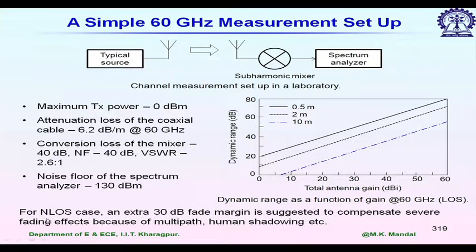So, here you see for non line of sight communication an extra 30 dB fade margin is suggested to compensate severe fading effects because of multipath, human shadowing, etc. For these plots we consider line of sight communication.